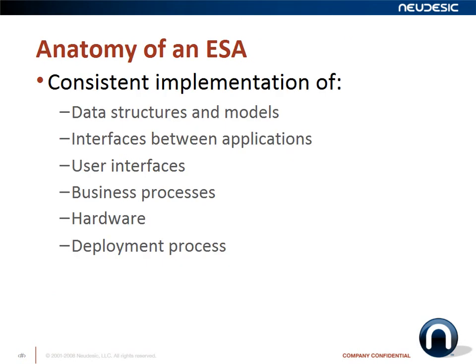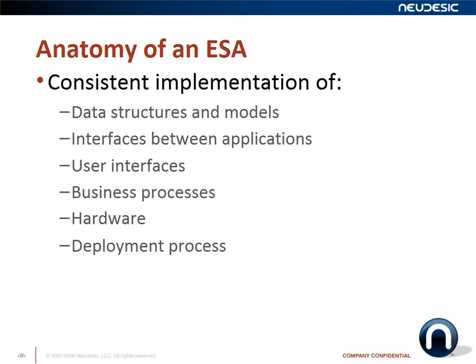So some of the key characteristics or the anatomy of an enterprise software application would be that it provides consistent implementation of data structures, so how things are stored, the formats, the data types, what drop-downs are available, maybe not necessarily what drop-downs in the data structure, that's more of a UI thing. But again, how data is stored, just think database. Interfaces between applications, so how do we leverage external applications inside of this enterprise software architecture? What's the protocol by which we communicate? Also, the ability to create consistent user interfaces.